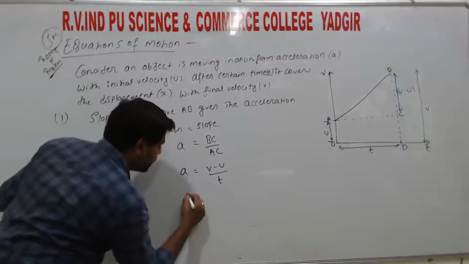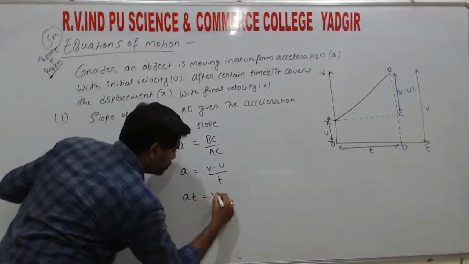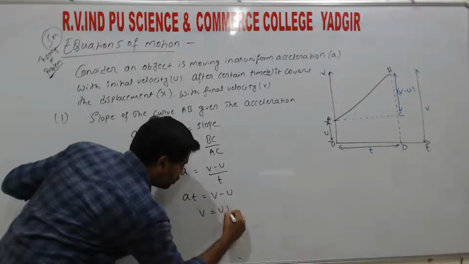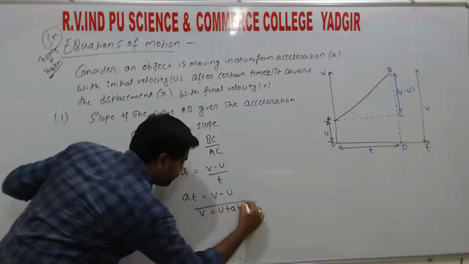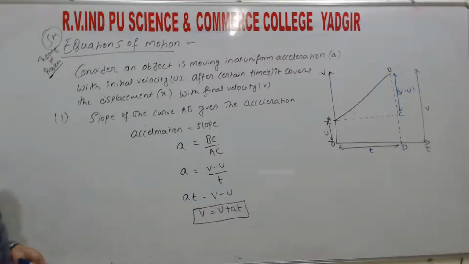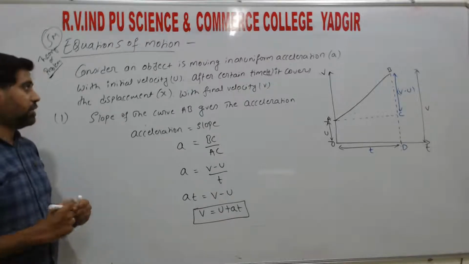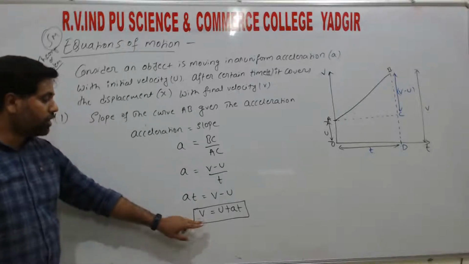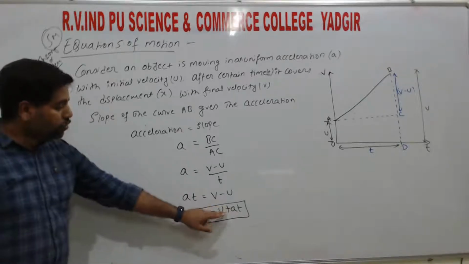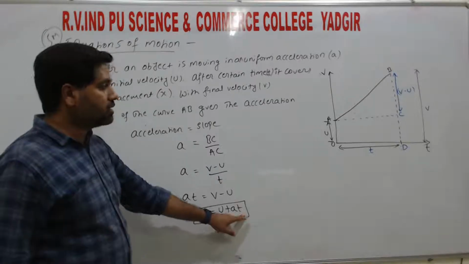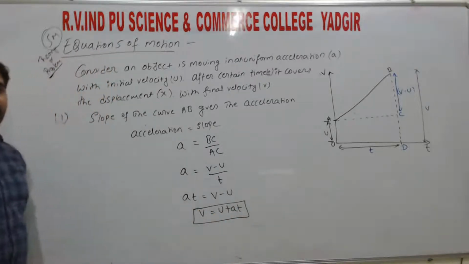So now cross multiply here. AT is equal to V minus U. So this can be written as V is equal to U plus AT. So this is the first equation of motion, where v is the final velocity, u is the initial velocity, a is the acceleration, and t is the time taken, right?